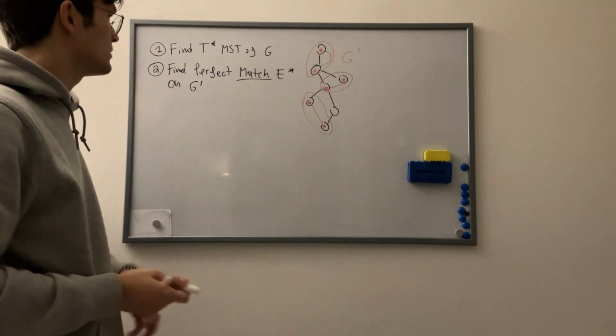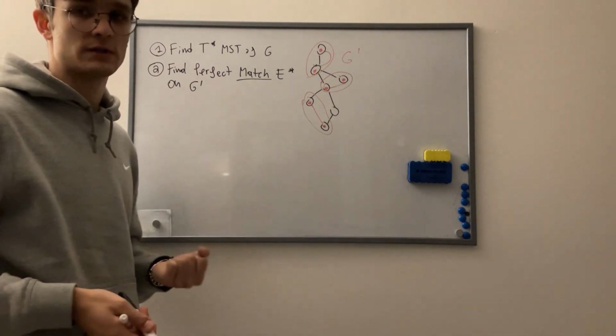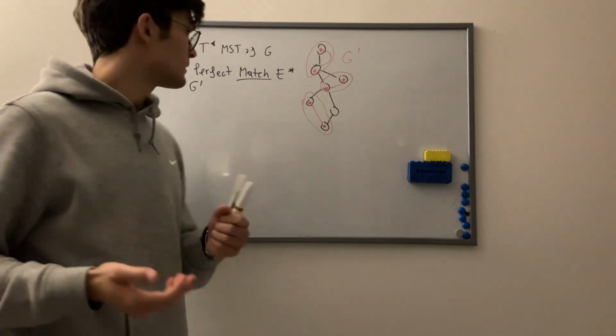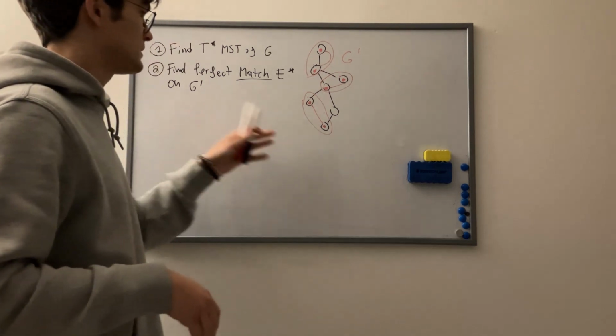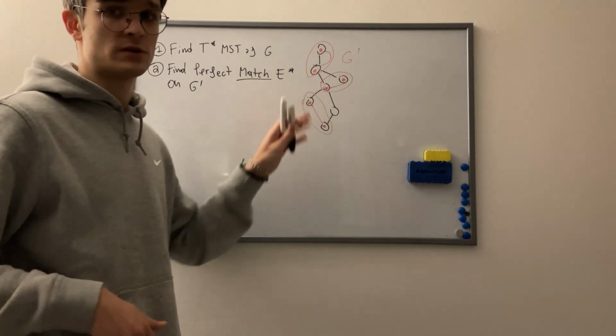And now, what is a perfect match? The perfect match is just the match with minimum cost. So among all of the matches, the one that we selected is the one that minimizes the cost of the edges.